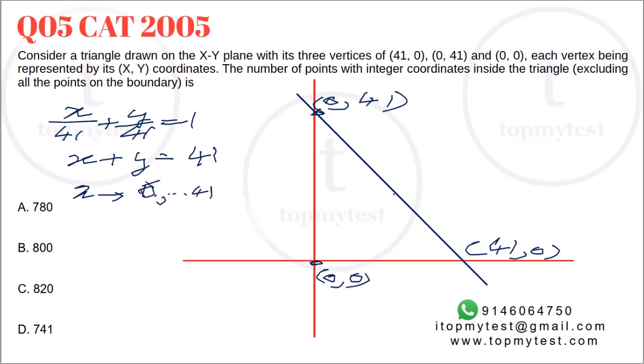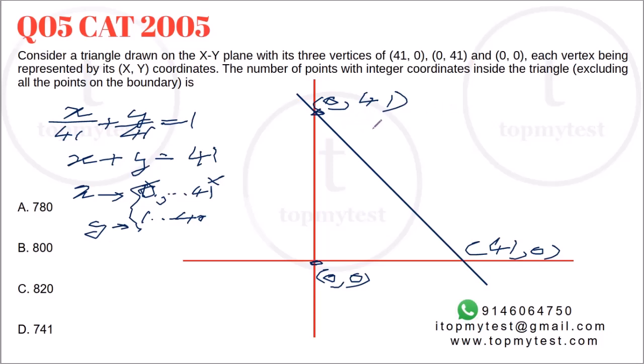Unfortunately, 0 cannot be used because it will be on the boundary. 41 also cannot be used because it's on the boundary. So x can take values from 1 to 40. Similarly, y can also take values from 1 to 40 only. But will all those values be available? Not necessarily. Now, there are multiple ways of doing it, right?